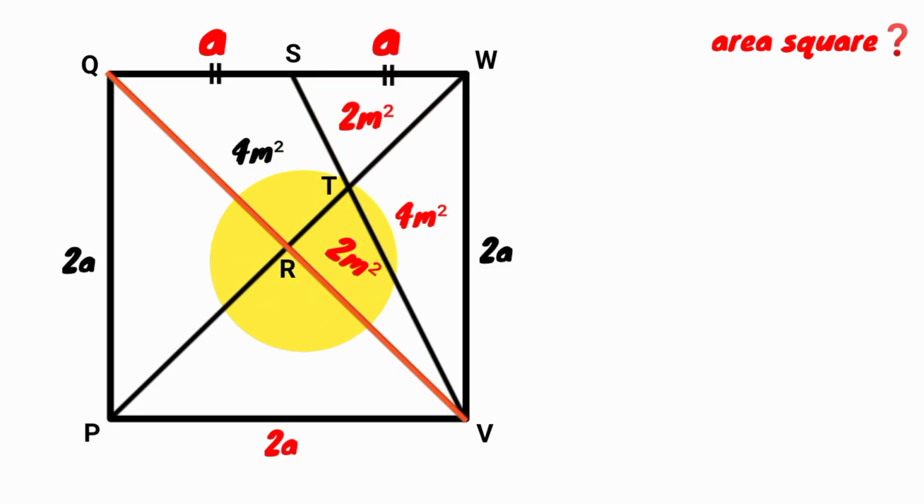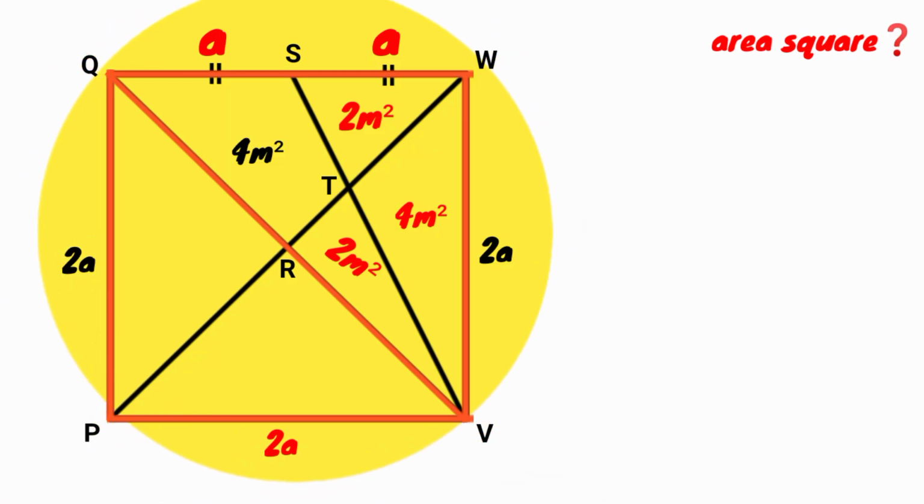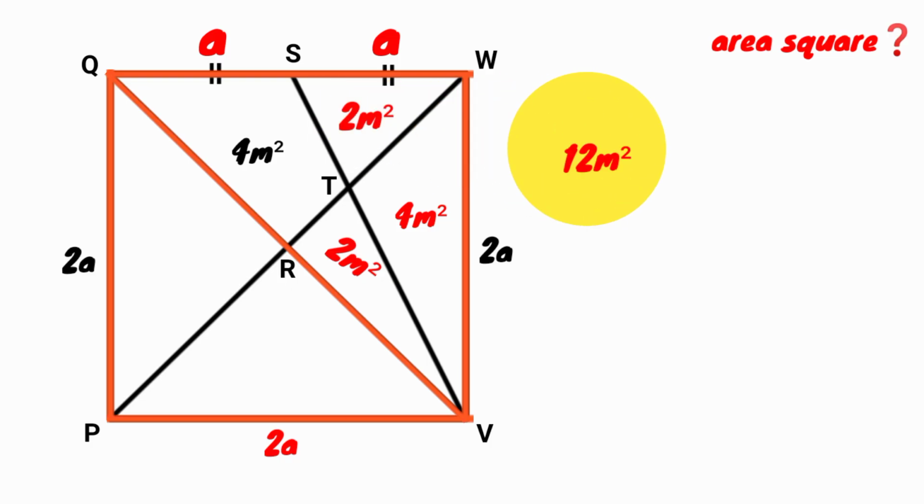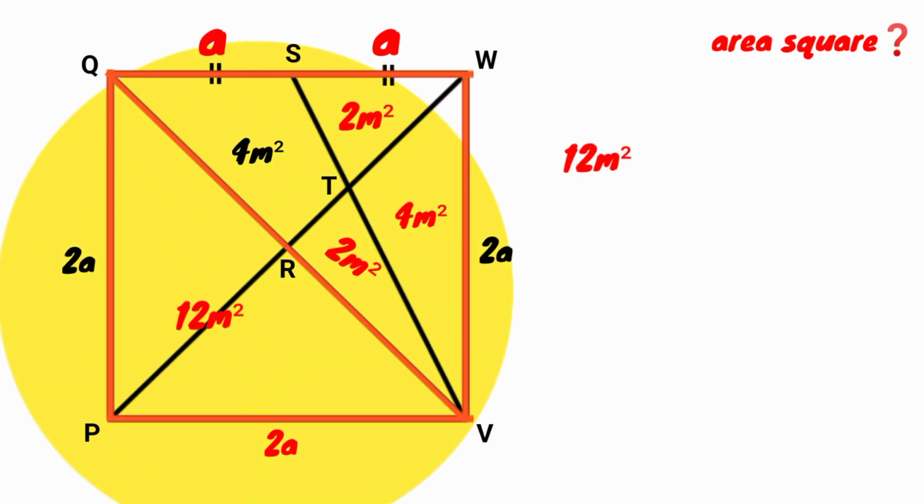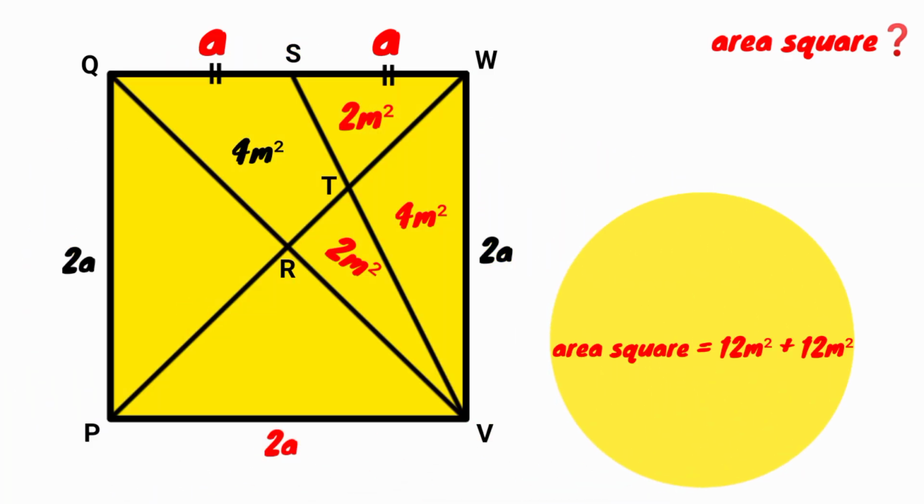Recall, this line QV is a diagonal of the square. And the diagonal of a square, we know it divides the square into two congruent triangles. That is, this triangle and this are congruent. So since this has its area to be the summation of this 4 meters squared, this 2 meters squared, this and this, which is 12 meters squared, the area of this must also be 12 meters squared. Therefore, area of square equal to 12 meters squared plus 12 meters squared, which is 24 meters squared.